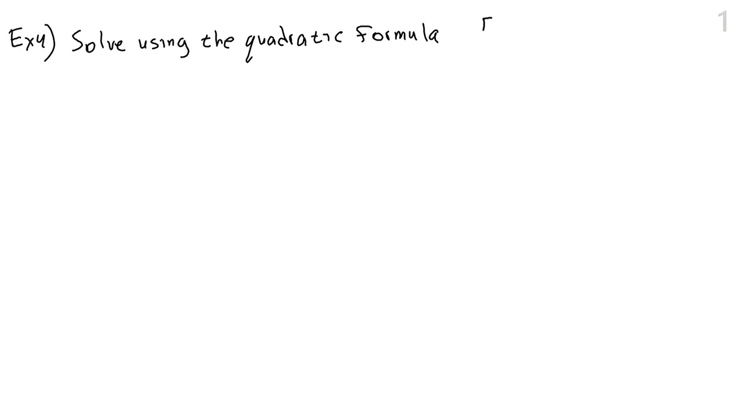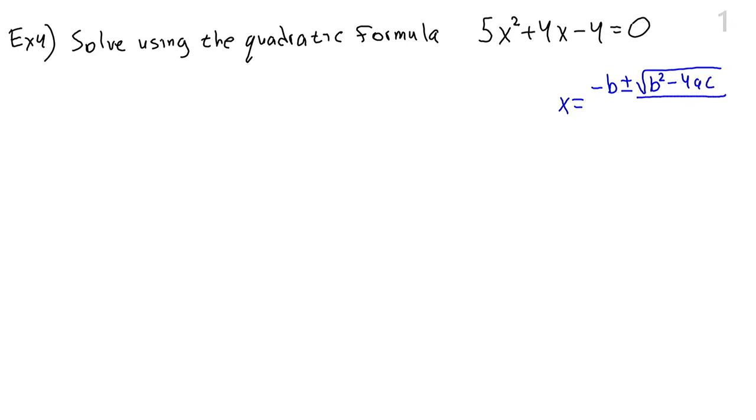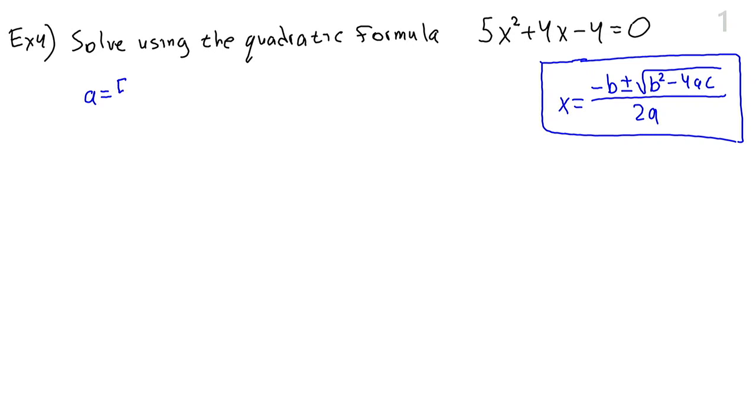The following problem: 5x squared plus 4x minus 4 equals 0. Now recall the quadratic formula. The quadratic formula says that the solutions are of the form minus b plus or minus square root of b squared minus 4ac over 2a. So when we use the quadratic formula, it's up to us to properly plug in all the variables and then simplify. In this problem, we have a equals 5, b equals 4, and c equals negative 4.